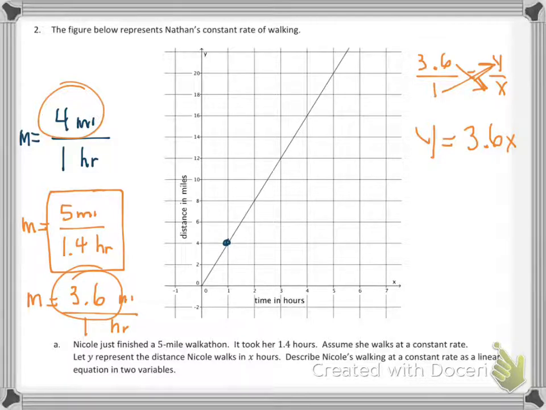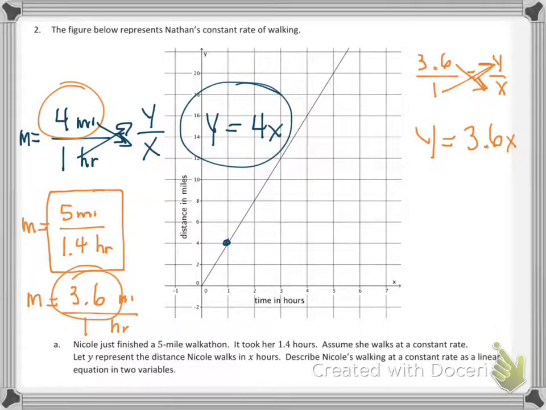If I wanted the equation for Nathan, then I would just come back here to Nathan's rate. I'd set that equal to y over x. And 1 times y is equal to 4 times x, 4x. So there's the 2 equations. y equals 4x for Nathan. y equals 3.6x for Nicole.